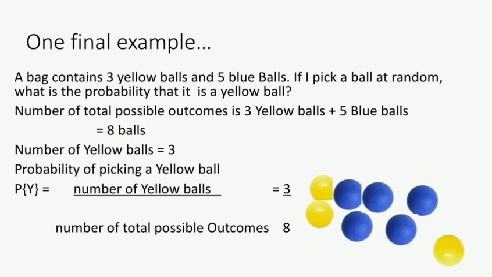If I am to look for the probability of picking a blue ball, that will be the number of blue balls, which is 5, divided by the total number of balls in the bag, which is 8. So my probability is 5 over 8.